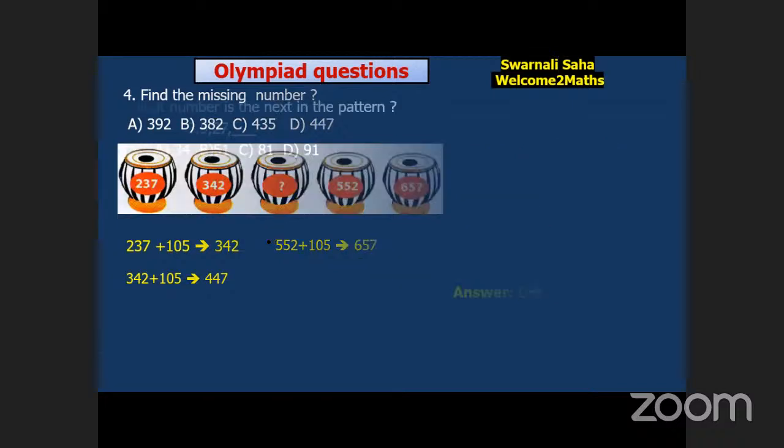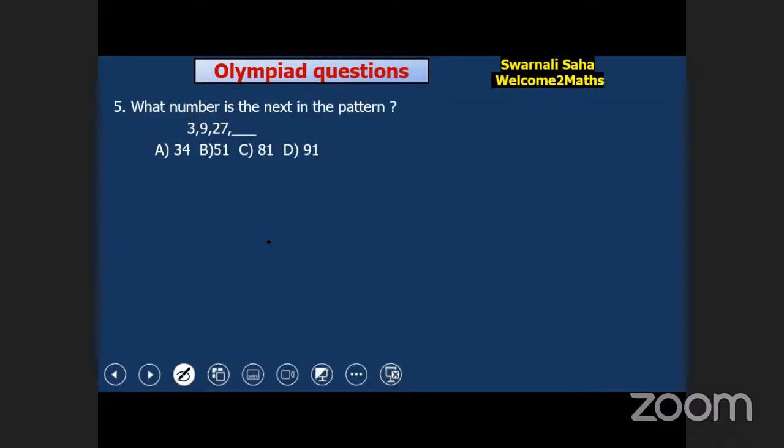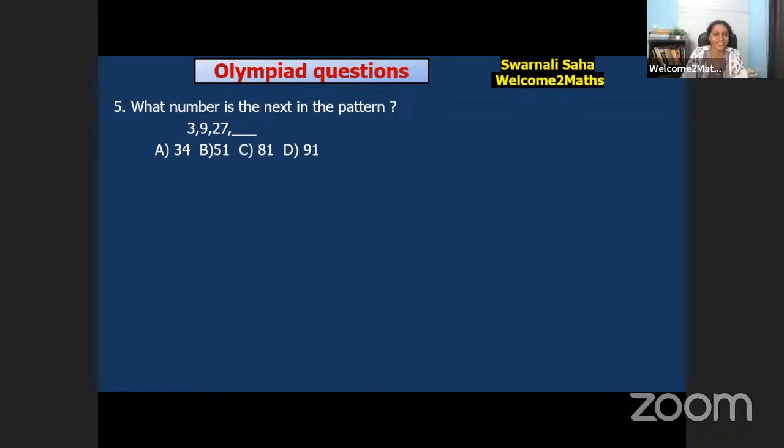Got it? So let's move on. Let's solve the next question. Question number 5. Try to solve this first. Yes, 105. Try to solve this question. What number is next in the pattern? 3, 9, 27. What would be the next number?